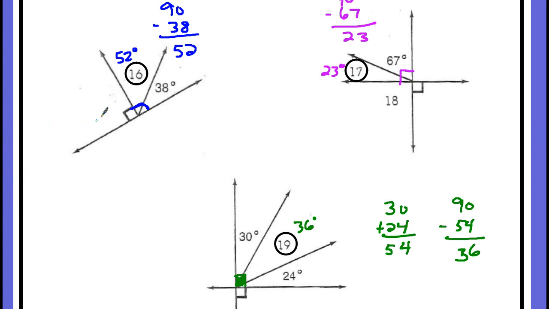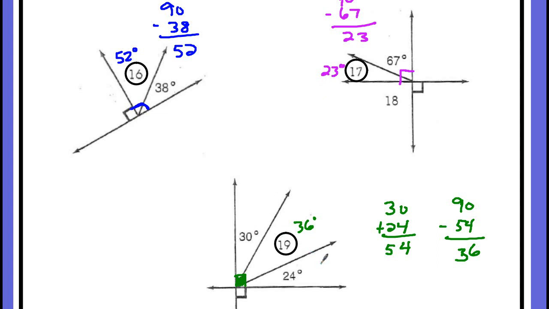Okay, let's see how you did. On the first example, finding the measure of angle 16, these 2 angles, the 16 angle and the 38 degree angle, they are adjacent and they form a right angle, which means they're complementary. They measure 90 degrees. So we just subtract the 38 from the 90, and the measure of 16 is going to be 52 degrees. The next example over on the right, looking for 17, these 2 angles are also complementary. They make that right angle. So just subtract the 67 from the 90, and we get 23 degrees.